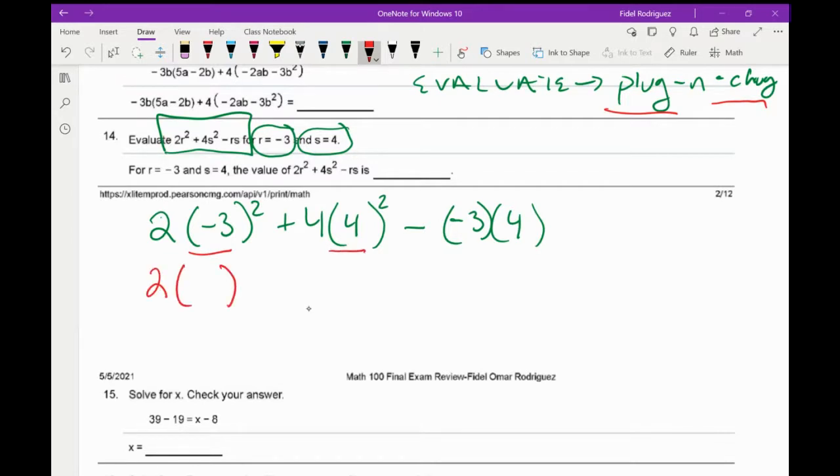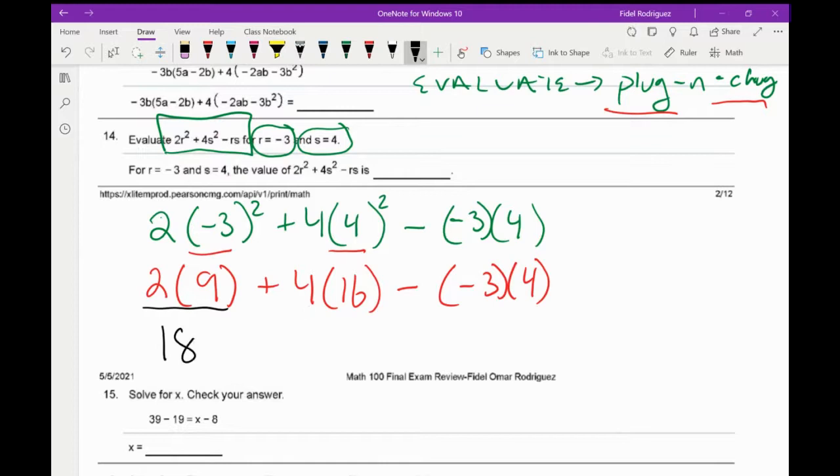Negative 3, when I square it, is going to give me a positive 9. Plus 4 times 4 squared is going to give me a 16. And then I'm just going to write this next part. And now we're going to go ahead and multiply. So let's see, 2 times 9, that's going to leave me with an 18. 4 times 16, y'all, should leave me with a 64.